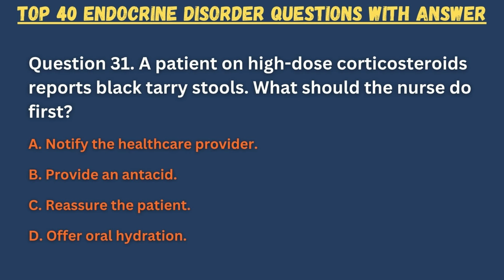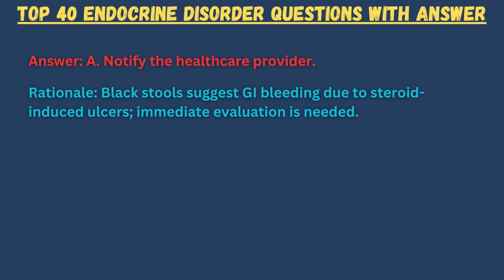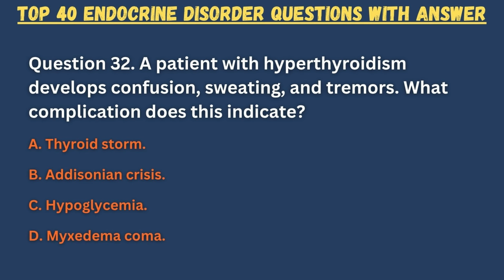Question 31. A patient on high-dose corticosteroids reports black tarry stools. What should the nurse do first? A. Notify the healthcare provider. B. Provide an antacid. C. Reassure the patient. D. Offer oral hydration. Answer. A. Notify the healthcare provider. Rationale. Black stools suggest GI bleeding due to steroid-induced ulcers. Immediate evaluation is needed.